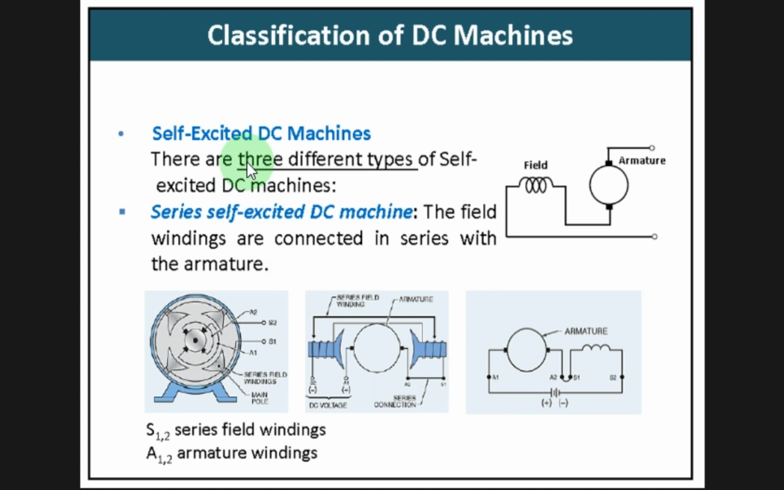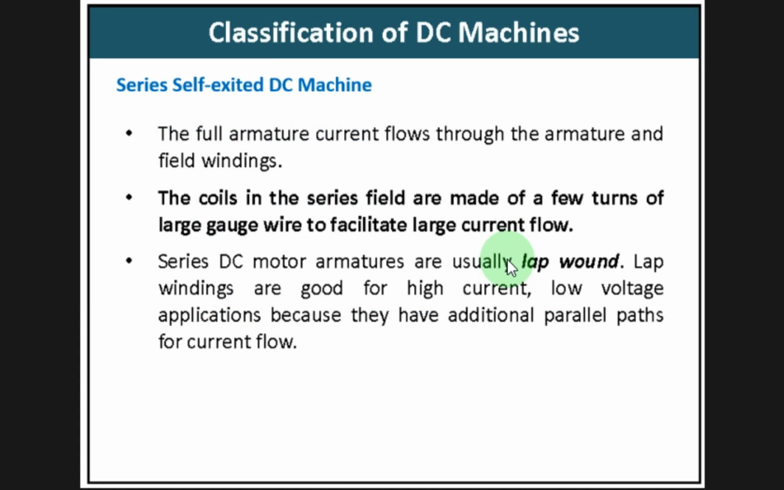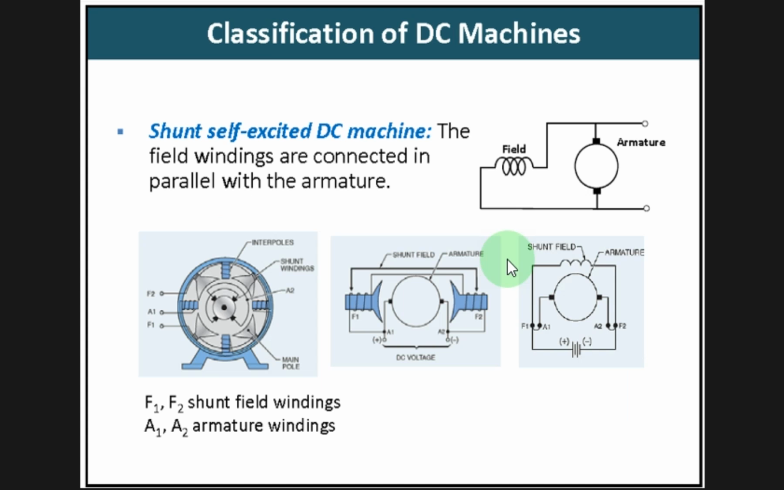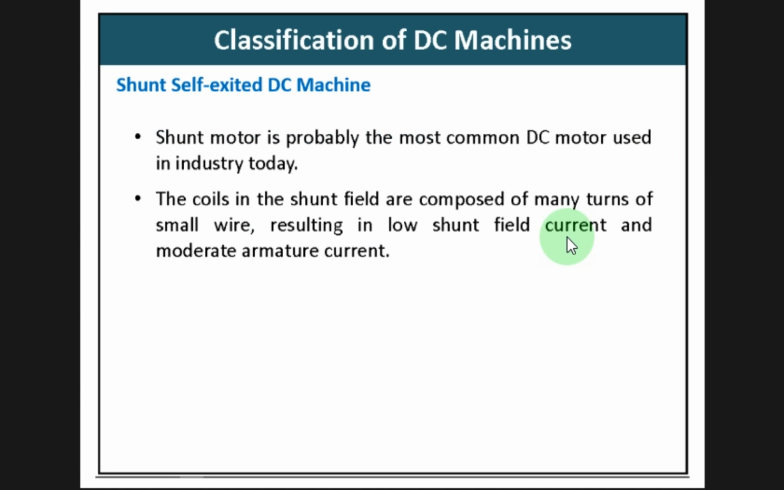And then we talk about the self-excited DC machine, where both the armature coil and the field coil are supplied by the single supply in series. So in that case we call it series self-excited DC machine. And the other type is called the shunt excited DC machine, where the armature coil and the field coils are in parallel to the same supply. Then it is called shunt self-excited DC machine.